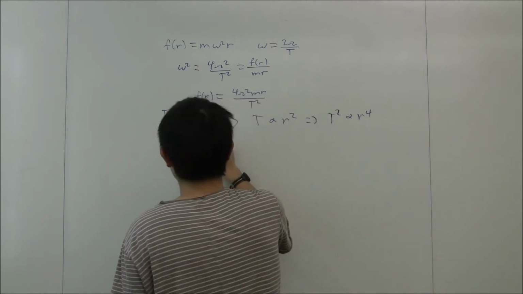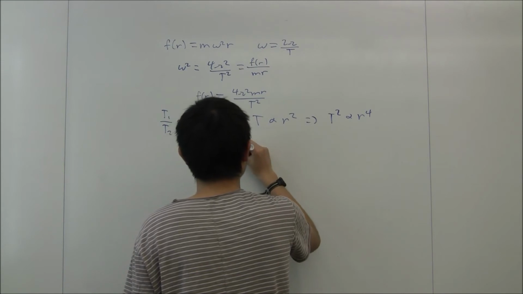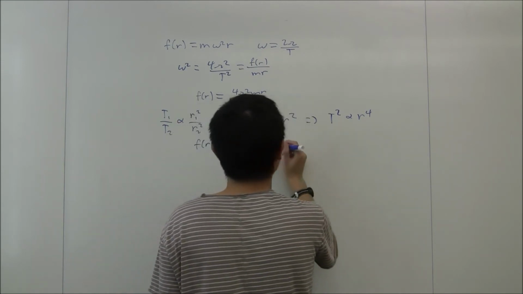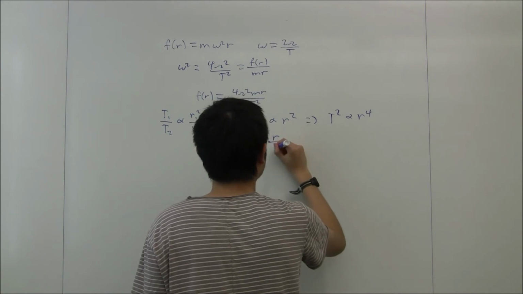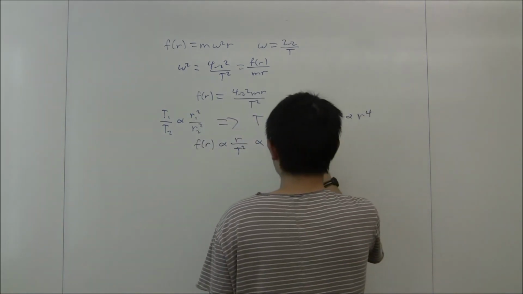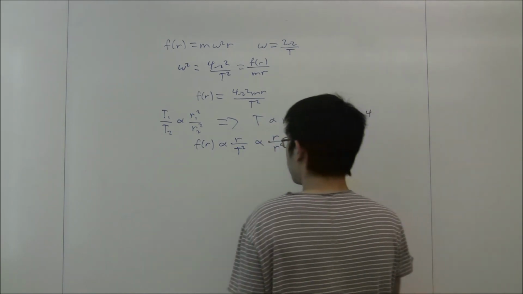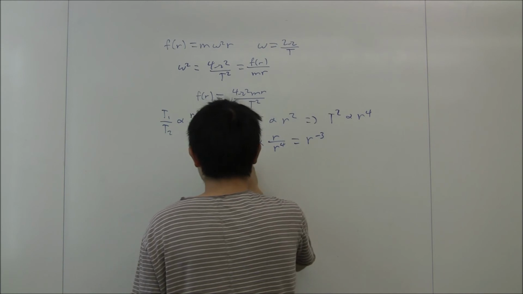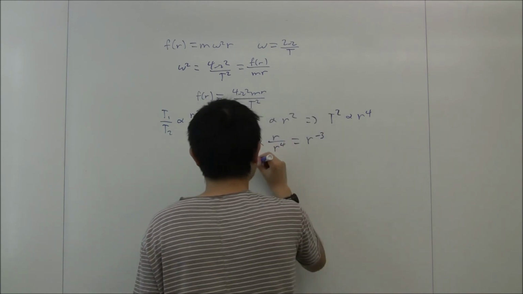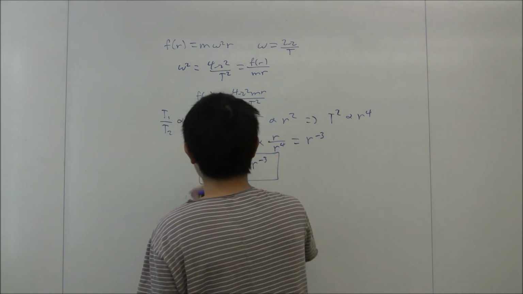which means that the force, which is proportional to r over T squared, is going to be proportional to r divided by r to the 4, which is equal to r to the negative 3. This means that the central force is going to be proportional to r to the negative 3, which is our final answer.